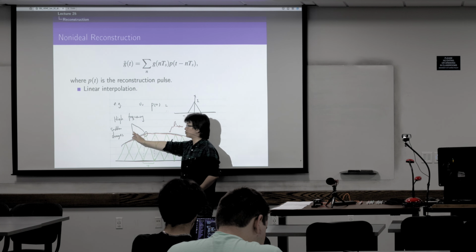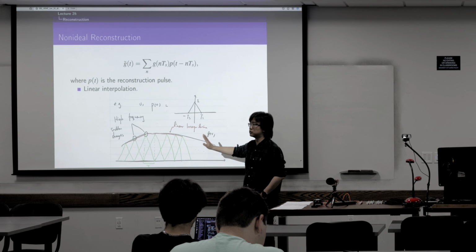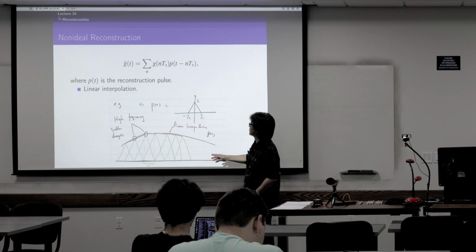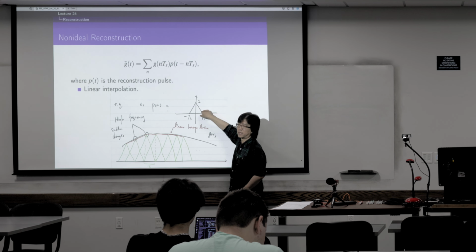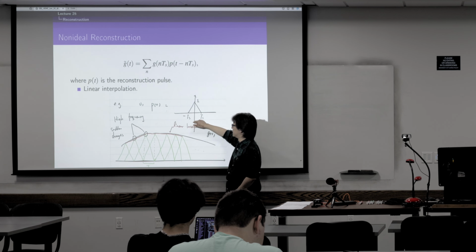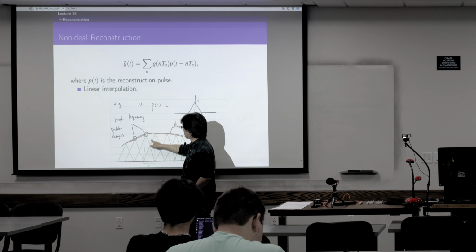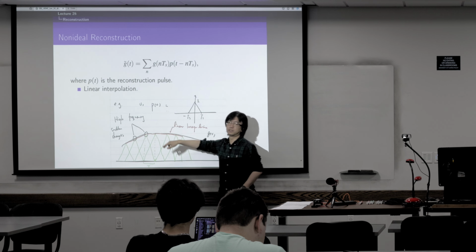Of course, in this case, we do not get the perfect reconstruction of the original signal, but it's very doable and very easy to do. And actually, this is equivalent to saying we use P(t) equal to a triangle signal, and the width of the triangle is Ts. Basically, this means that we replace each sample point by a triangle with the width of Ts, and then we add them together, and then we have a linear interpolation.